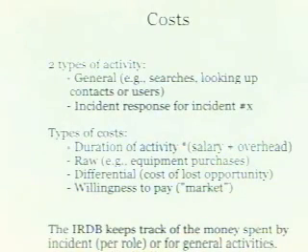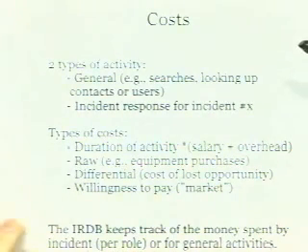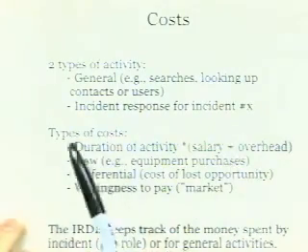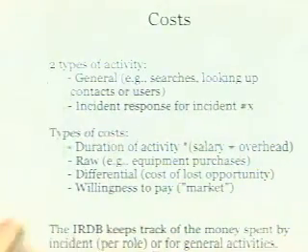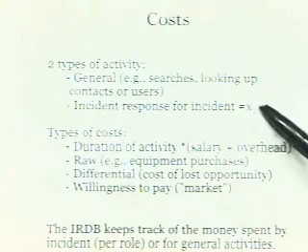Now the costs. How do we know that an incident is really important, or that we should devote a lot of research and effort to solving a problem? Well, one way is by how much it costs to have these incidents processed, and also for general management. So there are two types of activity you do with this database: general activity, just looking around and searching, and then responding to an incident.